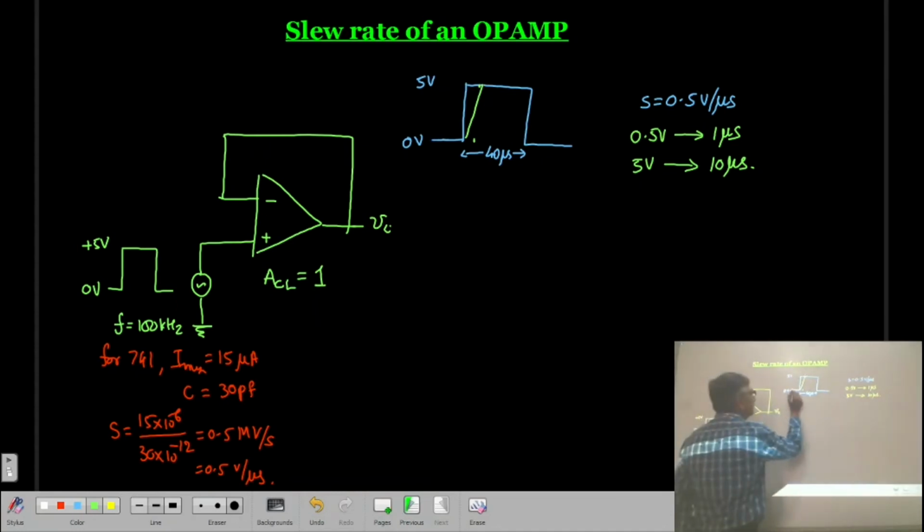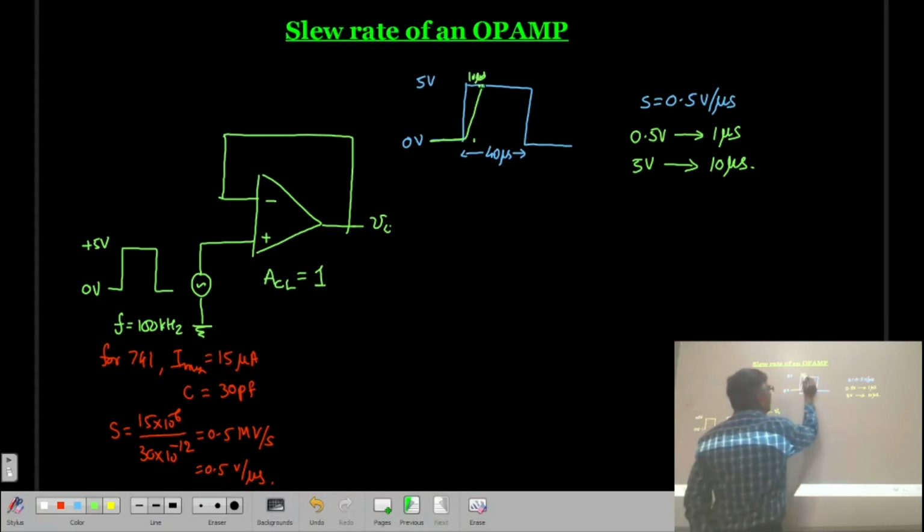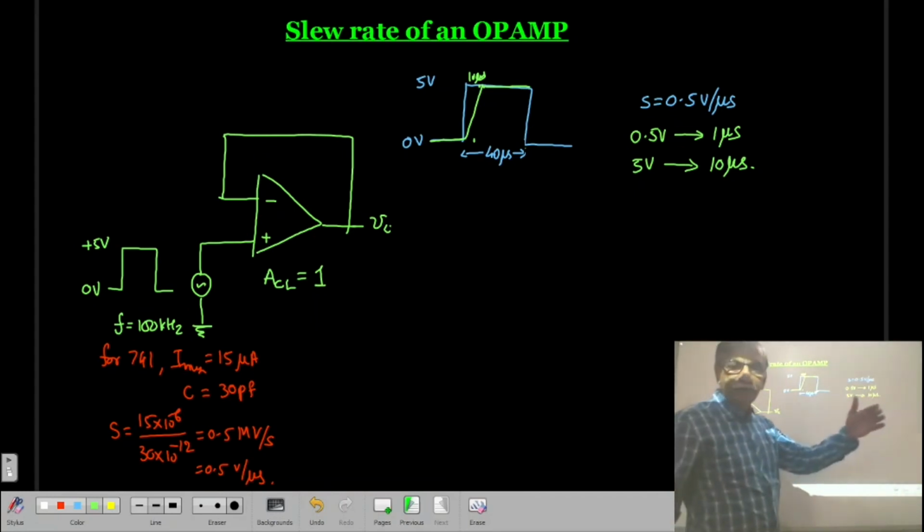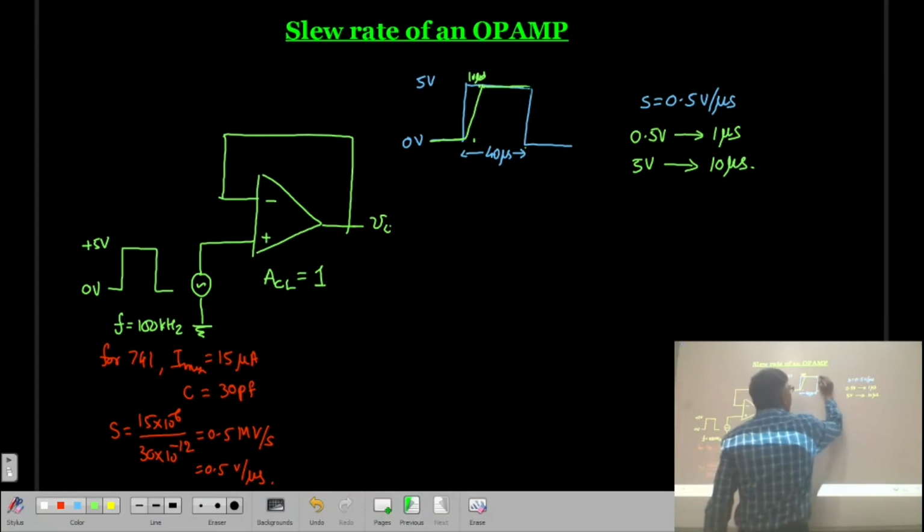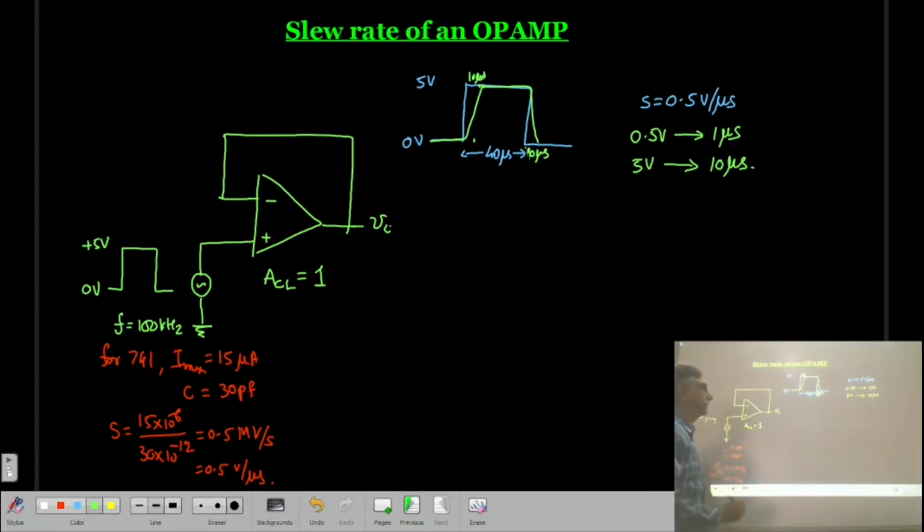The output voltage will change from 0 to 5 in 10 microsecond. Remember. Then it will remain constant. Now here there is a falling edge, so sudden change is there. Then here also, changing from 5 volt to 0 volt, it will require another 10 microsecond. So this time period will be 10 microsecond. So here you can see, if my input is a square wave of 40 microsecond pulse width, then the output is not exactly a square wave.